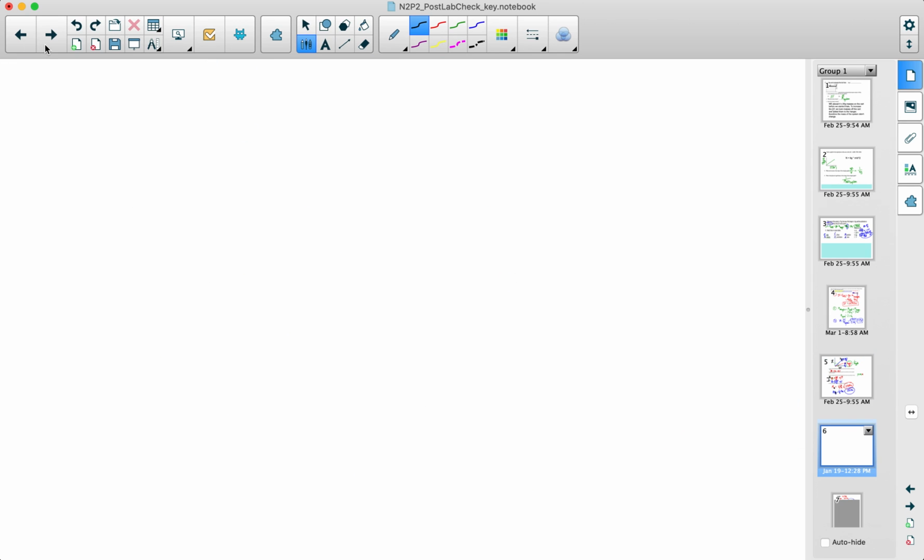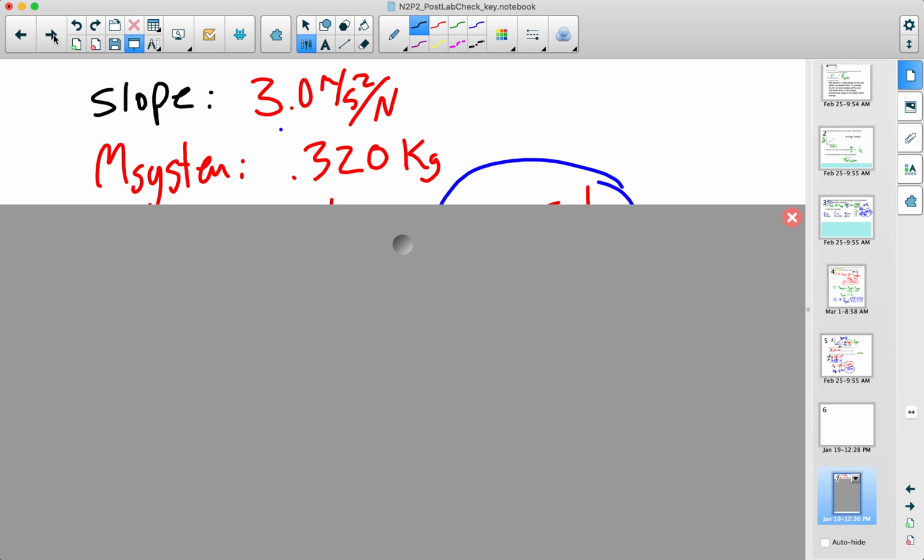All right, that is the end of that, and I think we now need to take a look at percent error. To do this, you're going to have to maybe pause the video and go find your actual graph, and find the slope of your graph and the mass of your system to figure this out. Please unpause when you have that information.